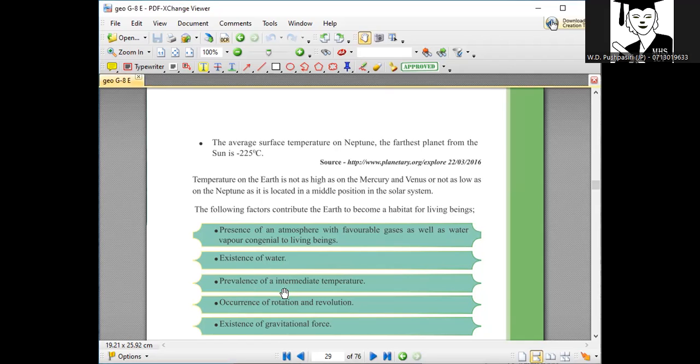Next one is prevalence of intermediate temperature. Right.